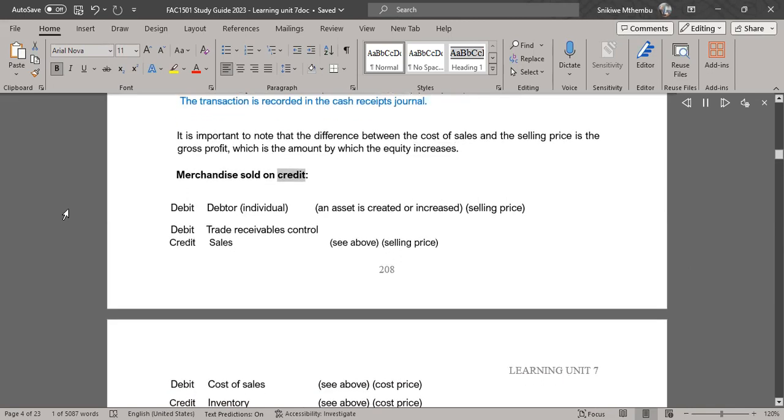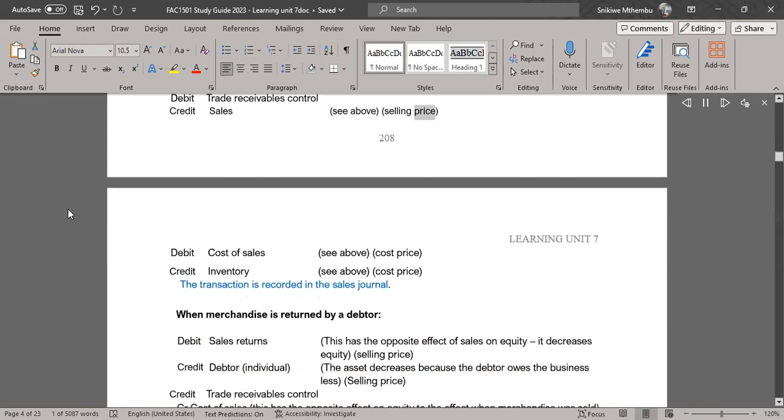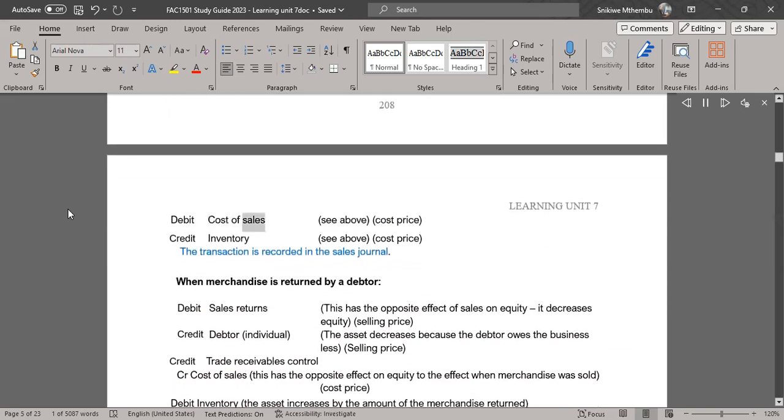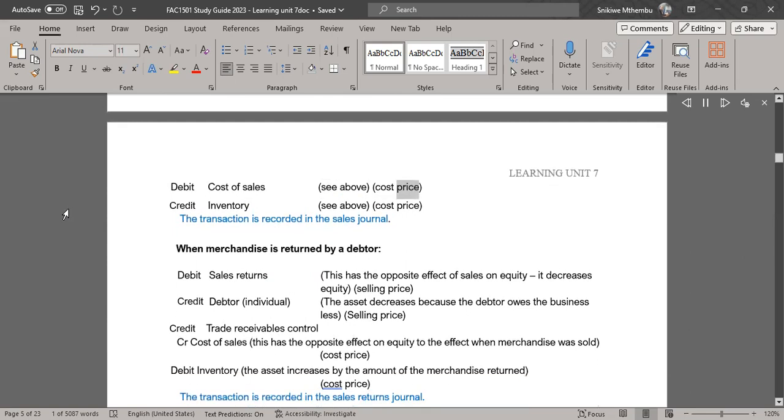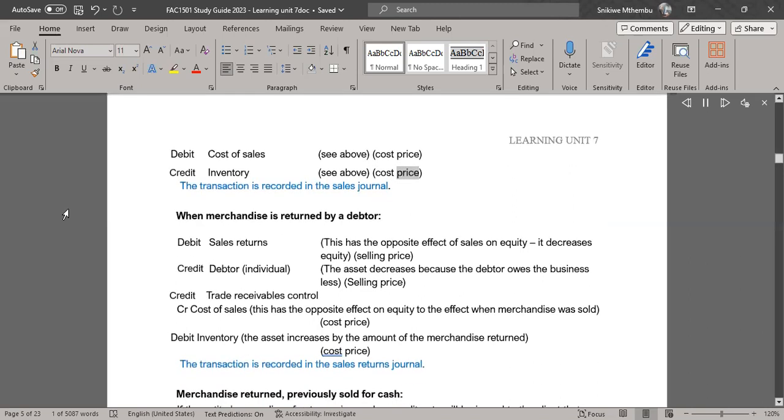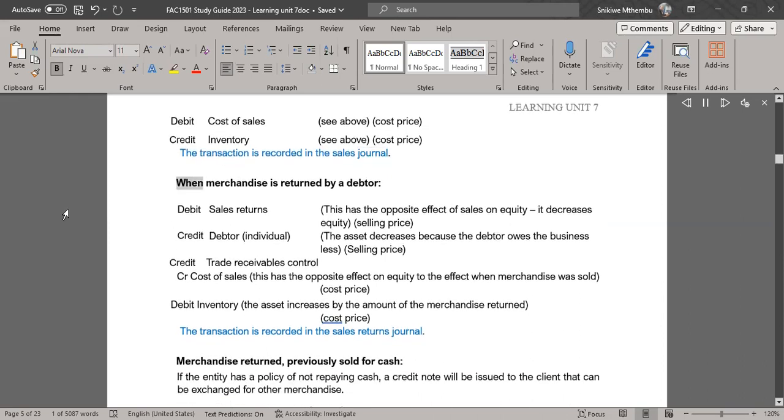Merchandise sold on credit. Debit debtor, individual, an asset is created or increased, selling price. Debit trade receivables control. Credit sales, see above, selling price. Debit cost of sales, see above, cost price. Credit inventory, see above, cost price. The transaction is recorded in the sales journal.